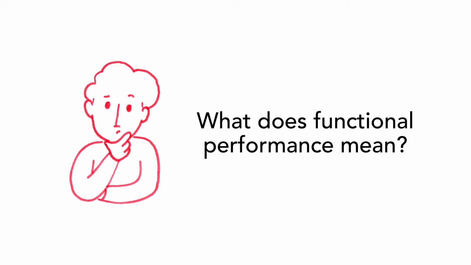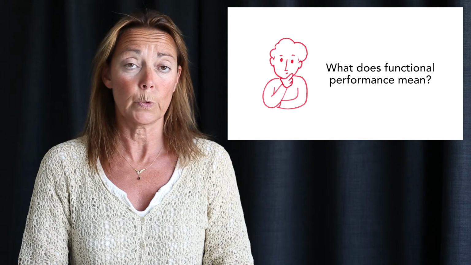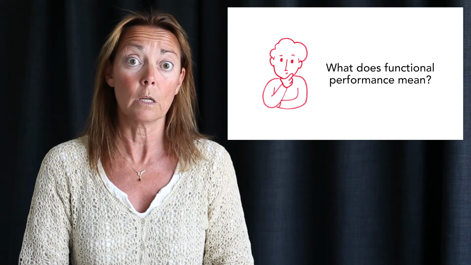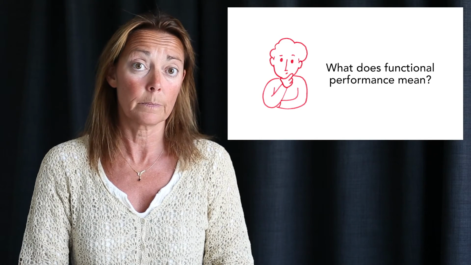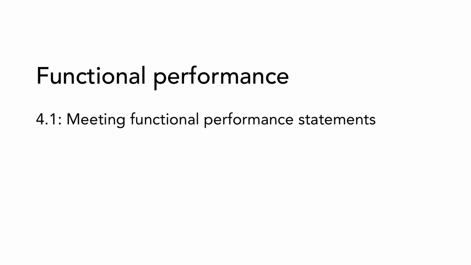You might ask yourself, what does functional performance statements mean? In the context of EN 301-549, it means what functionality is required to cater for different user needs. The essence of this standard is to explain how to enable users to locate, identify, and operate functions in the ICT, no matter of their abilities. So this chapter is a really good place to start.